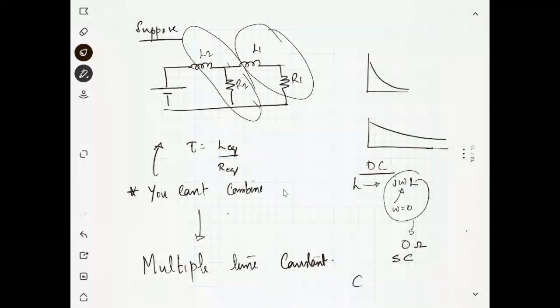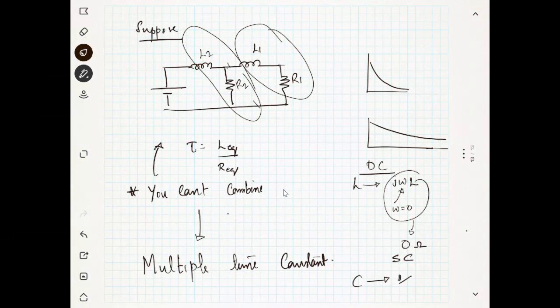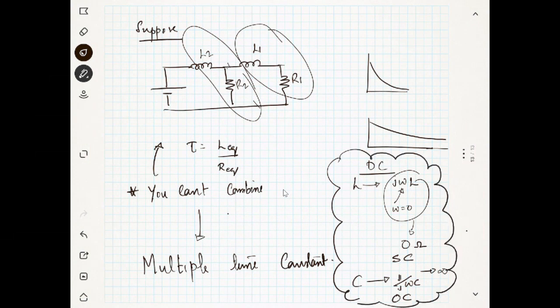Now for the capacitor, the impedance is 1 by j omega C. Omega equal to 0 means infinity. Infinity means the capacitor is an open circuit. Open circuit means steady state. So we cannot use that theory here, and it cannot be used to manage the time constants and all. We cannot find the transient behavior by using that. I hope it is clear to you. Yes, I got it, doctor.